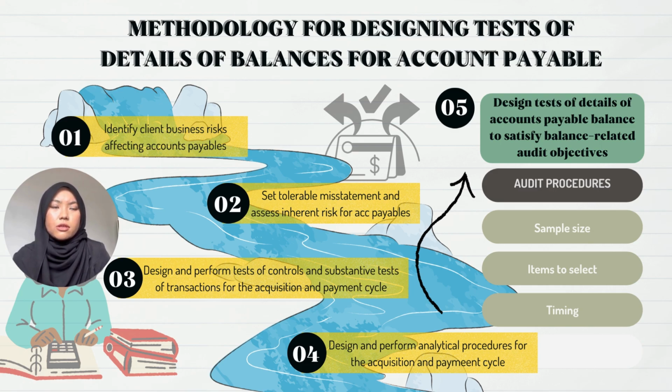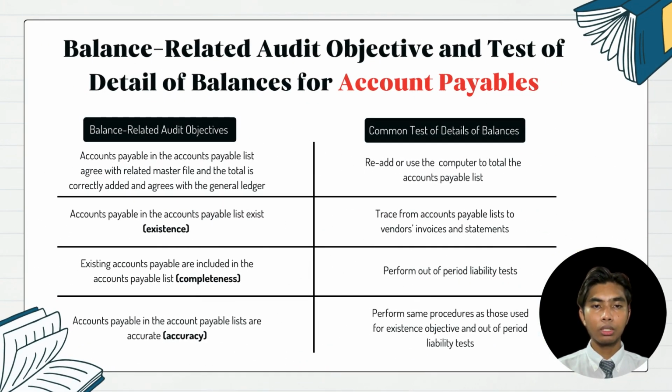The audit procedures are classified into three parts. The first one is sample size, the second one is items to select, and the last one is timing. I will present the balance-related audit objectives and the tests of details of balances for accounts payable. The objective is to determine whether the accounts payable balance is fairly stated and properly disclosed, so that's the objective in the audit.